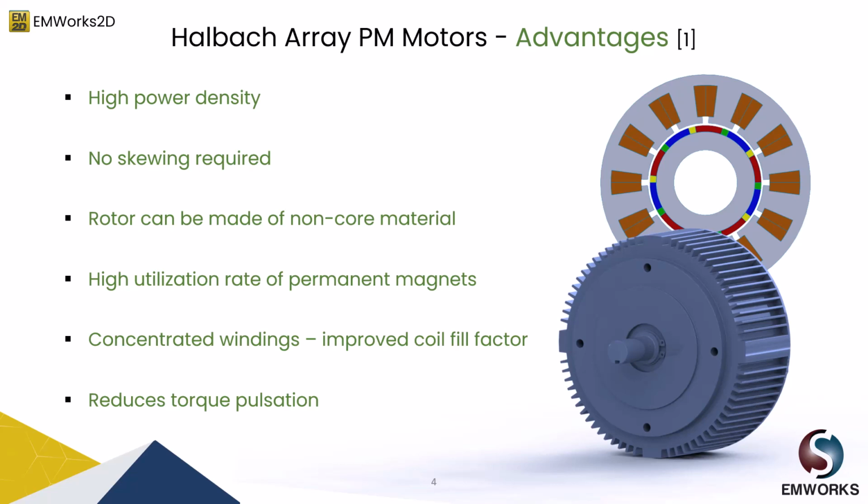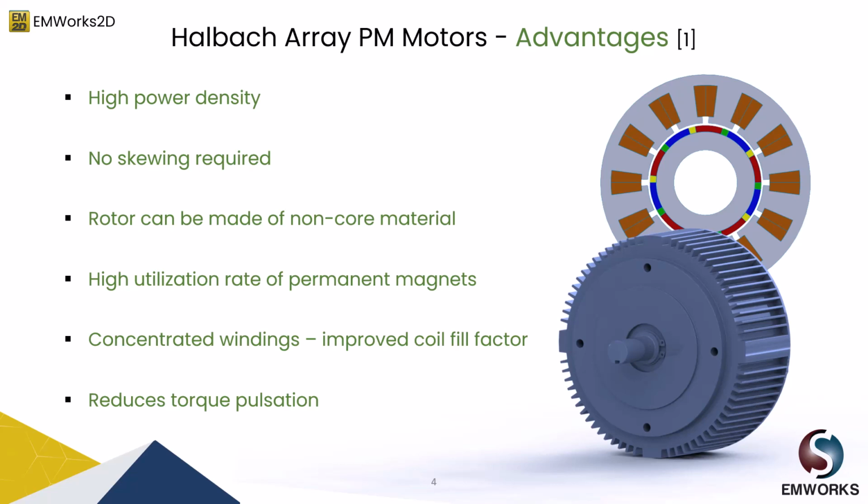Next, Halbach array permanent magnets have a high utilization rate. As a result of partial magnetization of the Halbach magnet, the permanent magnet has a higher working point, generally more than 0.9, which improves the utilization factor of the permanent magnet.